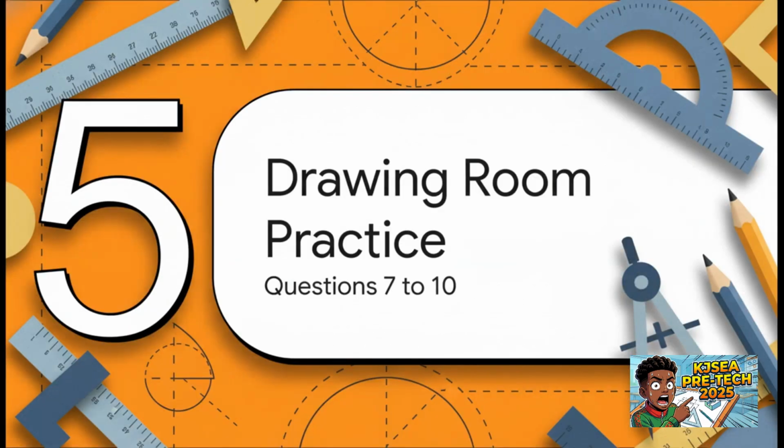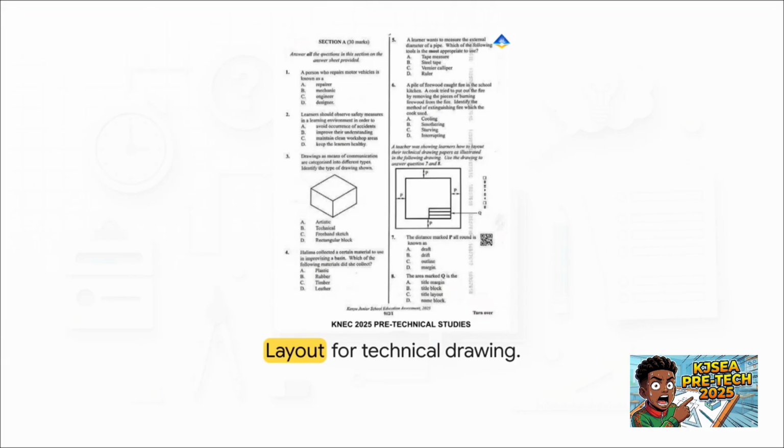Finally, Section 5, Mastering Drawing Room Practice. We're going to tackle questions 7 through 10 using actual diagrams straight from the exam paper. Now, what's really interesting here is how this tests your knowledge of the workspace itself. We've got a teacher showing learners how to lay out their technical drawing papers. Check out the distance marked P, which goes all the way around the edge. Then look closely at the area marked Q, tucked right down there into the bottom right corner. Let's go ahead and solve both of these mysteries at once.